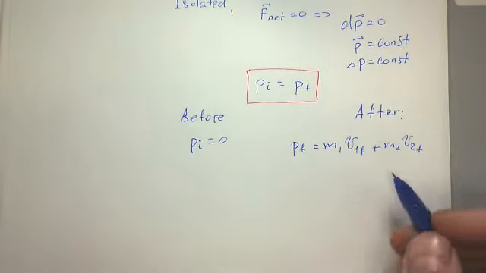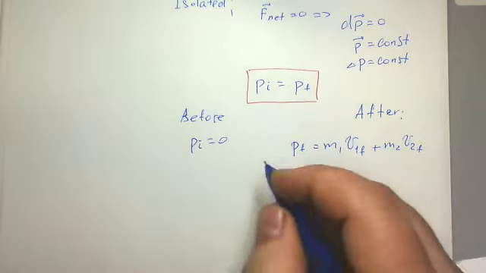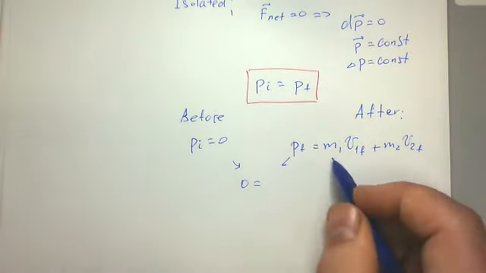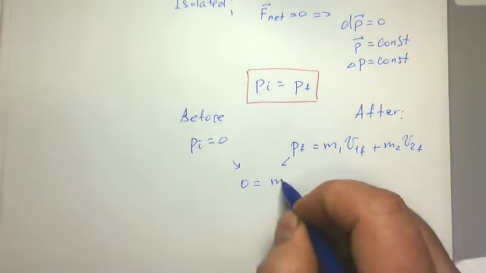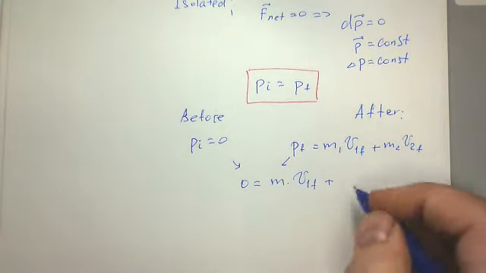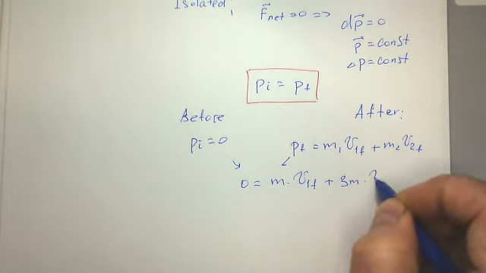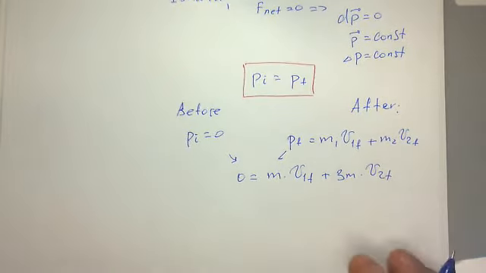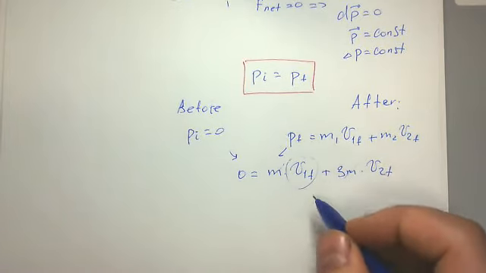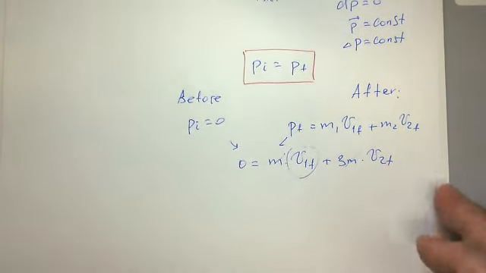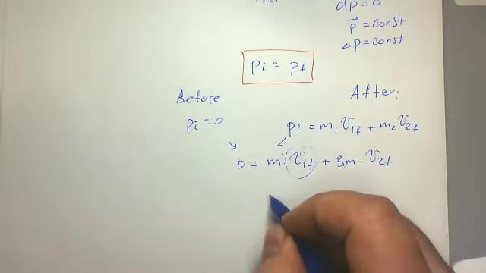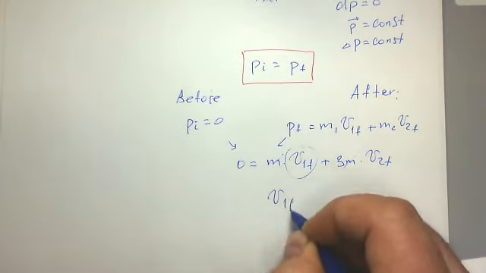So in our case, we can see that 0 equals this expression. The mass of the small object is m times v1 final plus the mass of the second object, 3m, times v2 final. We can cancel the masses here, and we need to find v1 final, the speed of the small object after the core is burned. So we can now express and find v1 final.